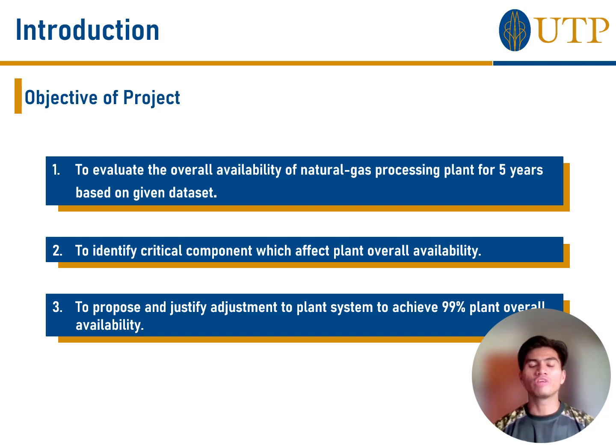Firstly, to evaluate the overall availability of the natural gas processing plant for 5 years based on the given dataset. Secondly, to identify critical equipment which affects the plant overall availability. And lastly, to propose and justify adjustments to the plant system to achieve 99% plant overall availability.